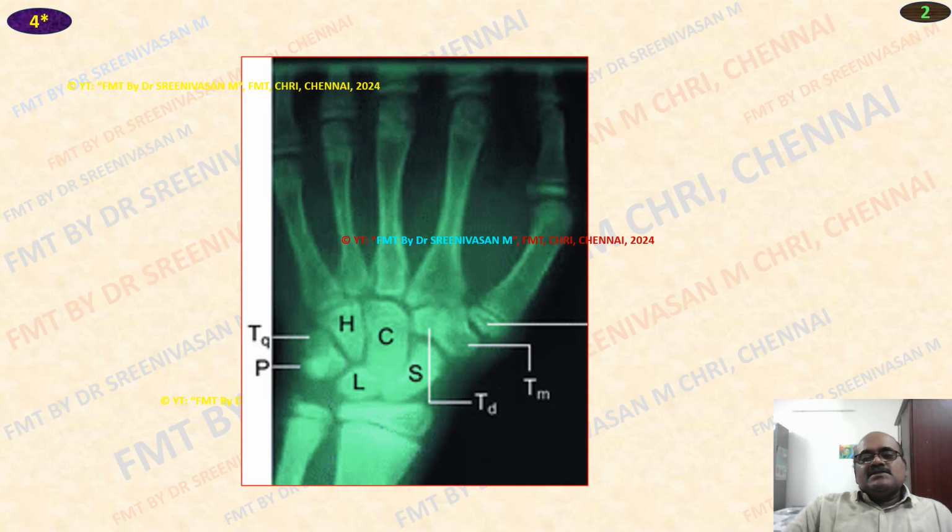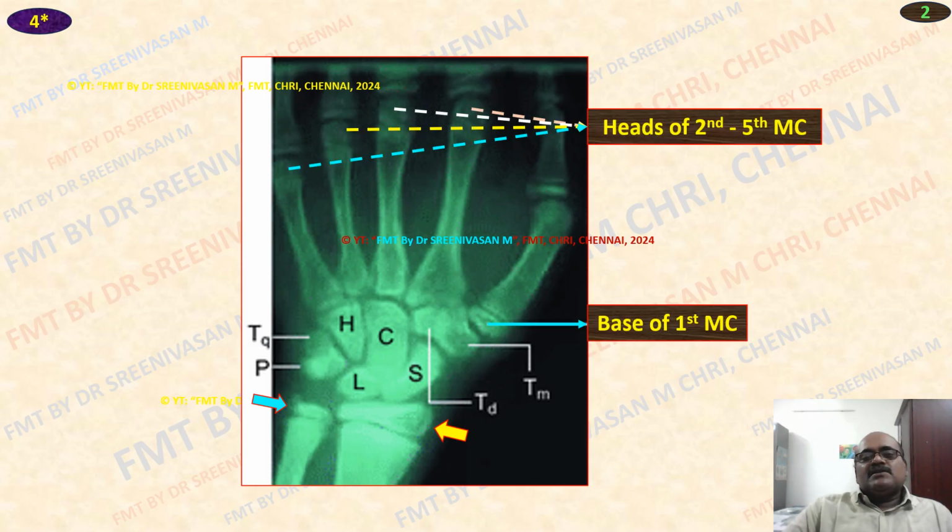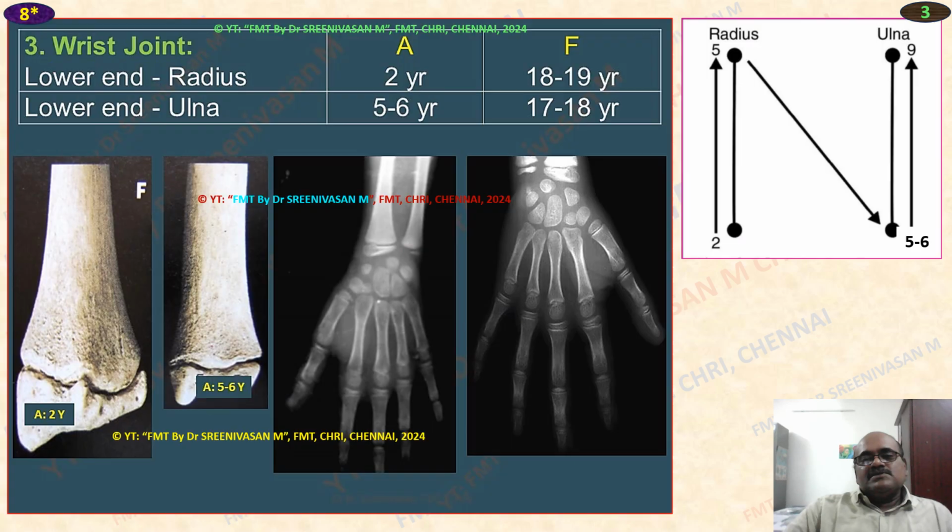The wrist X-ray has multiple ossification centers we have to look for: one for the lower end of radius and one for the lower end of ulna. Then there are 8 carpal bones you have to study in the first year, the base of the first metacarpal, and the heads of the second, third, fourth and fifth metacarpals. Coming to the wrist joint, the lower end of radius appears by 2 years, then fusion at 18 to 19 years. Whereas the lower end of ulna, 5 to 6 years is the appearance, fusion 17 to 18 years.